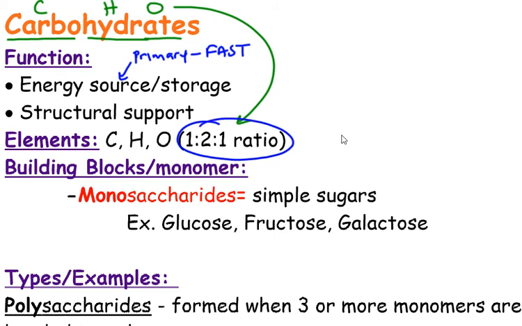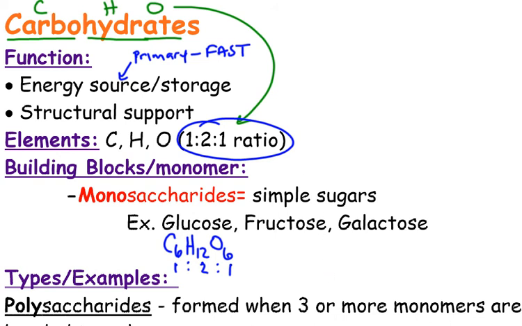For example, I'm sure a lot of you are familiar with glucose. Glucose is C6H12O6. Notice that 1-to-1 ratio. So that's a very easy way to pick out from the formula alone if it is a carbohydrate or not.